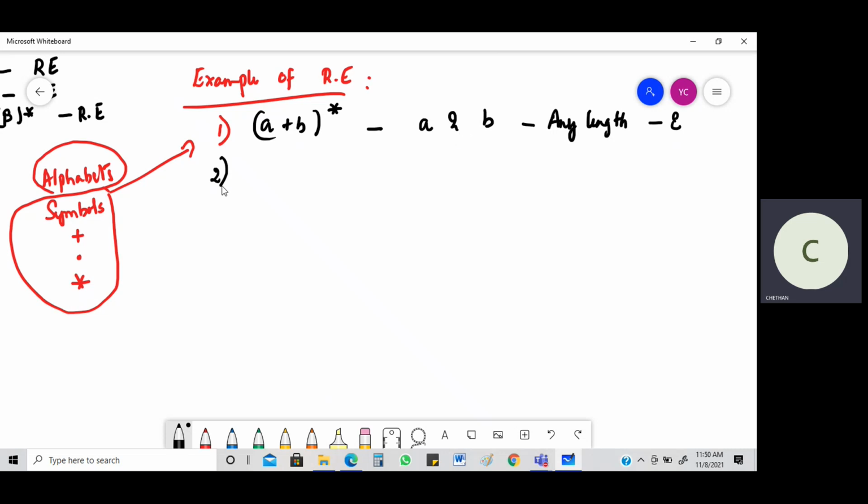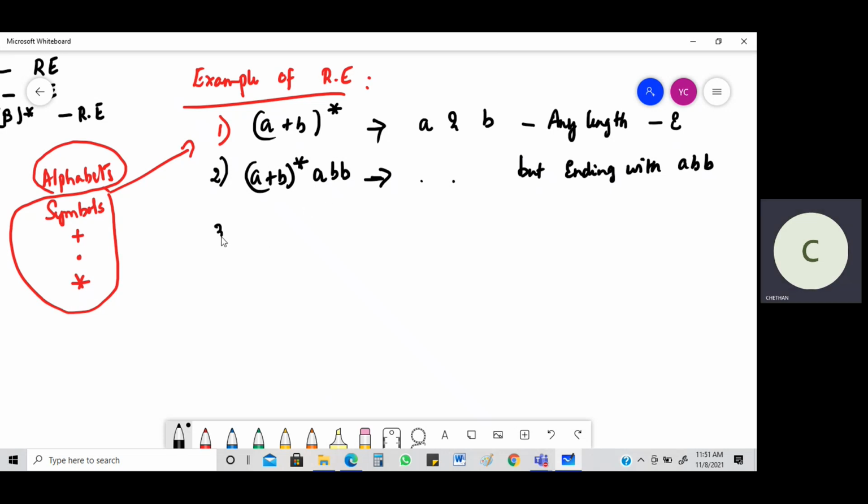Then the second example. Again I'll write the same thing, a plus b star, then I'll write abb. Again, what is the meaning of this? The meaning of this is very simple. It is a set of strings of a and b of any length, but ending with, and that's very important, abb. It should always end with abb, because that is what is clearly written here.